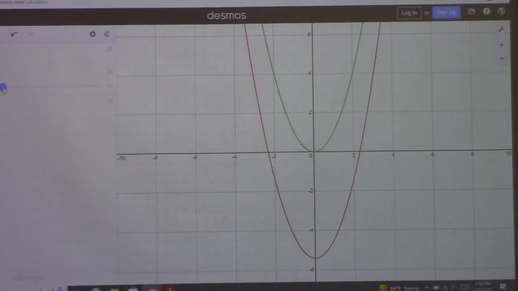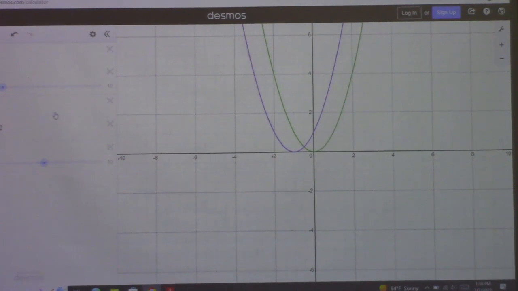Now let's look at a different thing. What happens if instead we look at y equals x plus b, squared? I'm going to turn off the other graph. All right, so here is what happens if we add, see the difference? I'm replacing x with x plus 3.1.